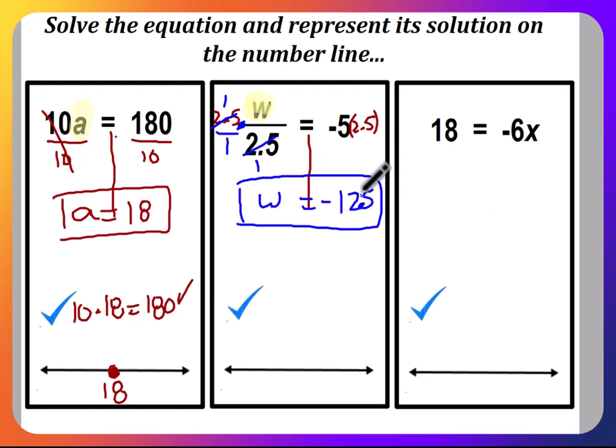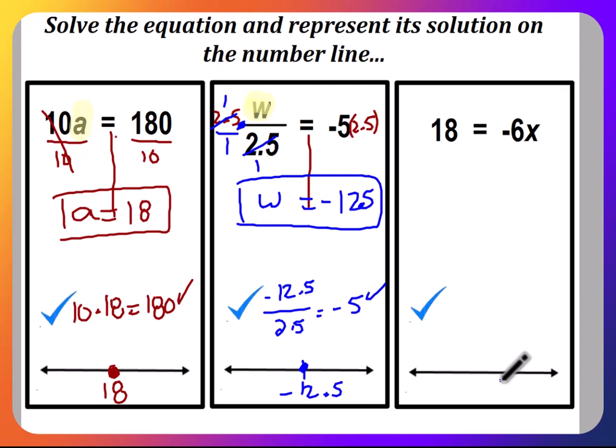Check your answer. Plug in this answer for w. Negative 12.5 divided by 2.5 should equal a negative 5. If you do the math, it does. So to put our answer on the number line, we're going to put negative 12.5 and put your dot.